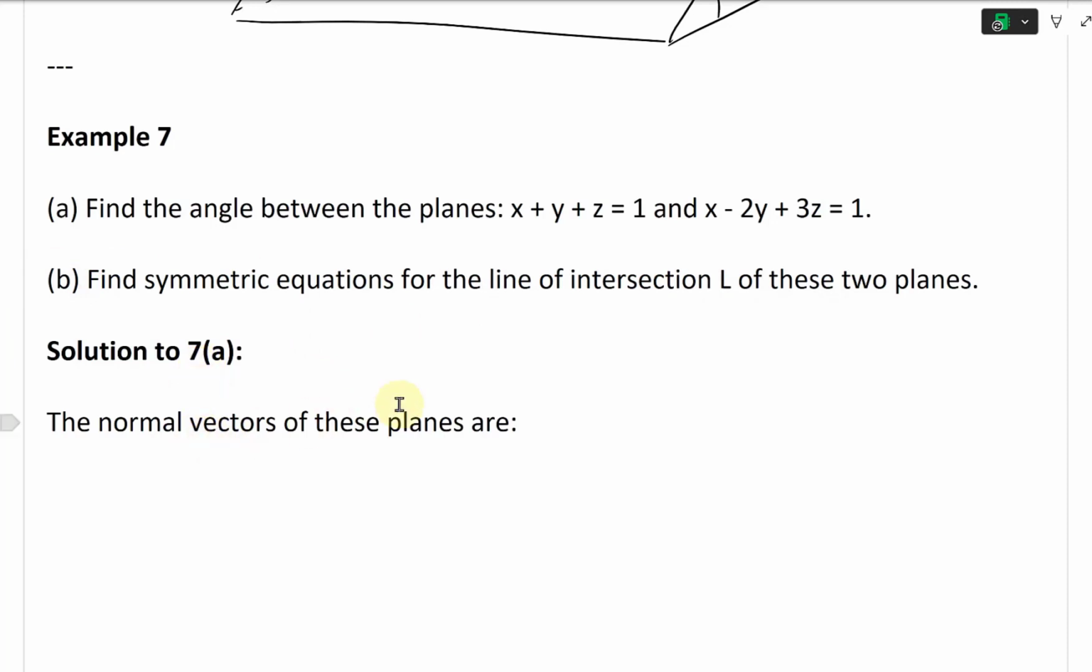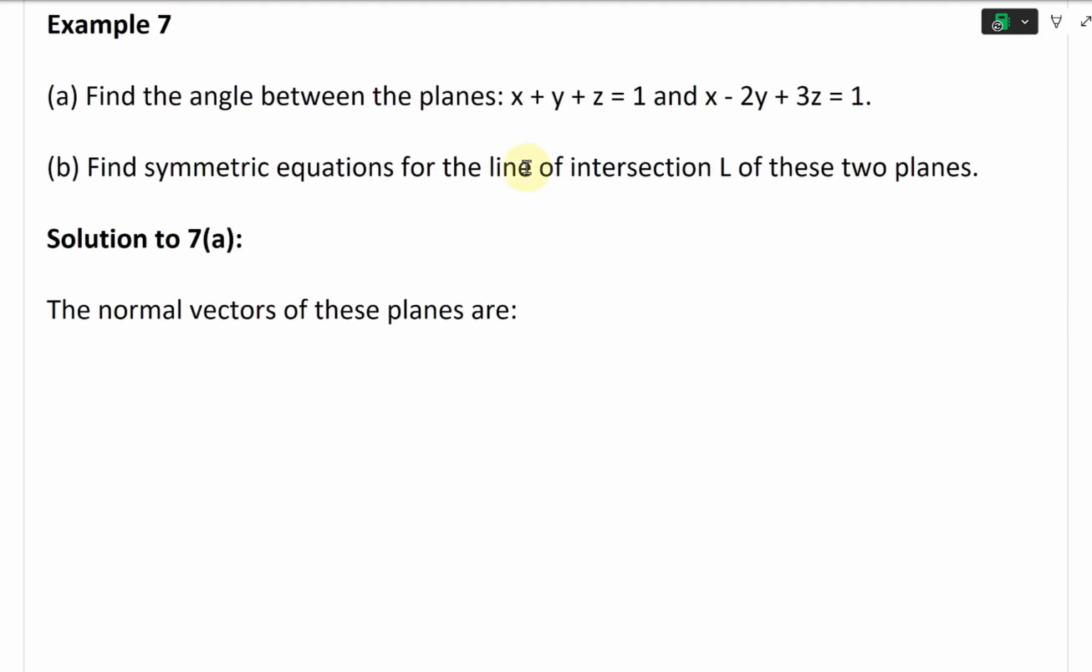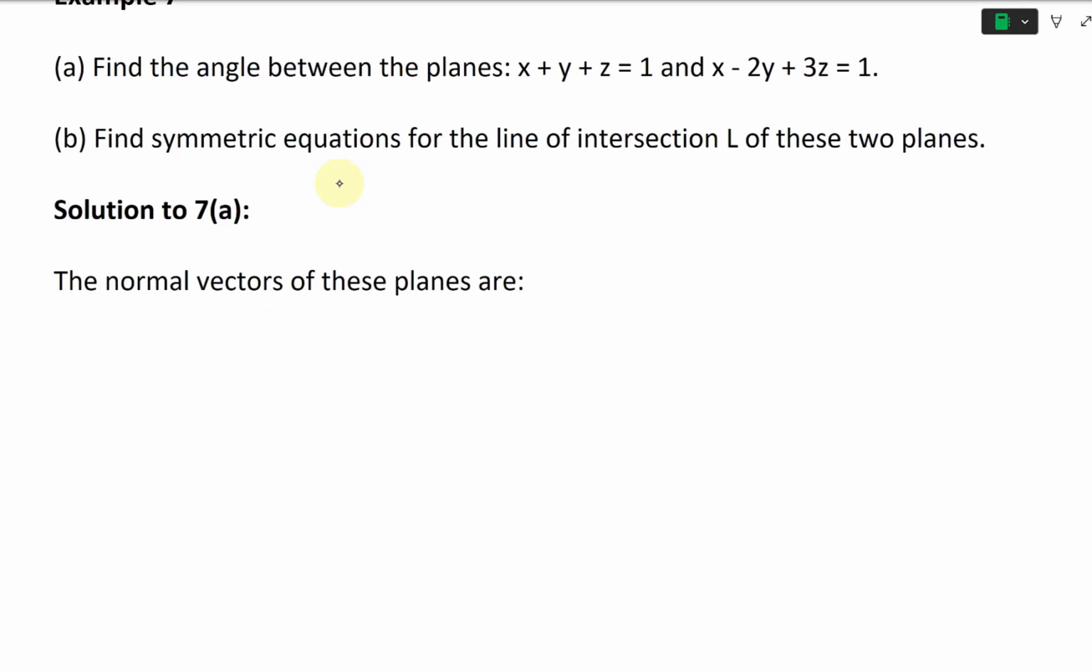So solution to 7a. The normal vectors of these planes are, and again, the normal vector is going to be whatever coefficients are in front of the x, y, z variables. So the first one, x plus y plus z, is going to be 1, 1, 1. So n1 is equal to the components 1, 1, 1, and then n2 is going to be 1, negative 2, and 3, like that. Alright, so that is what we have.